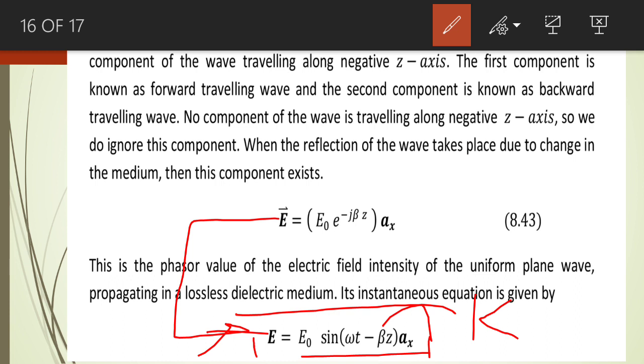In the next topic, we will study the propagation of the uniform plane wave in a lossy medium.